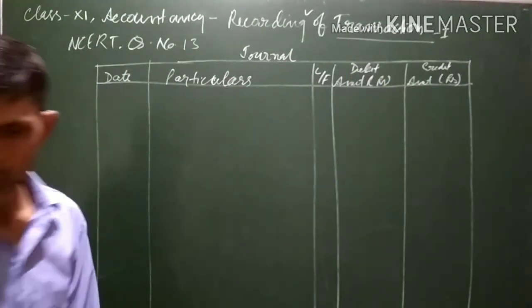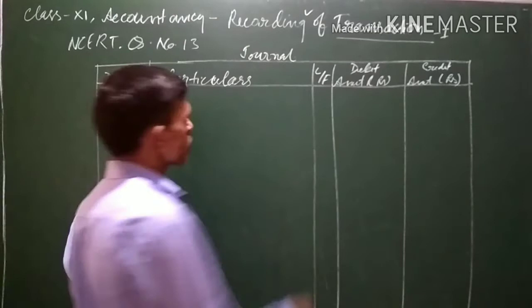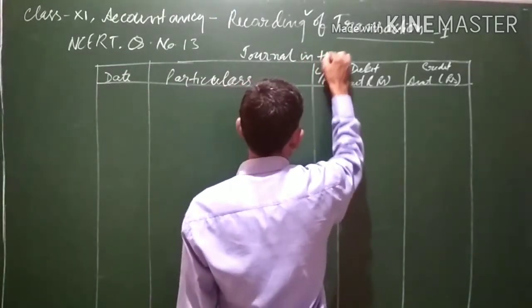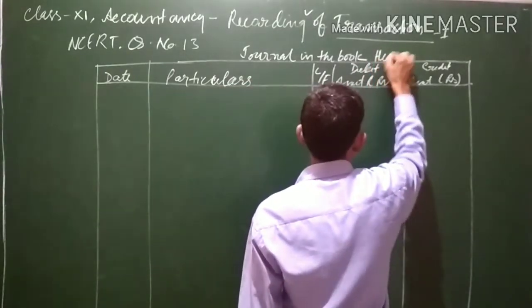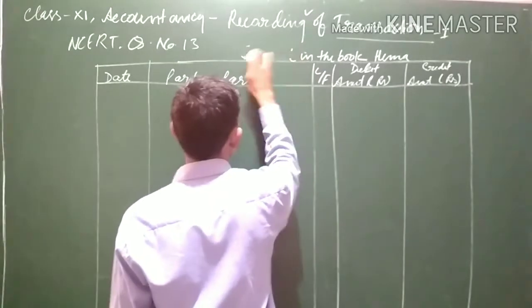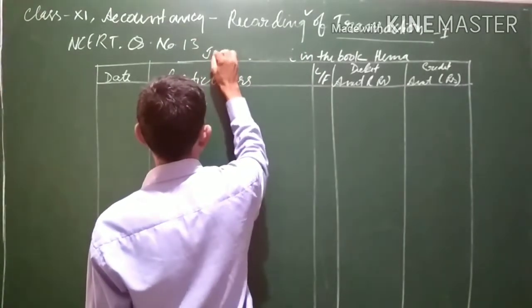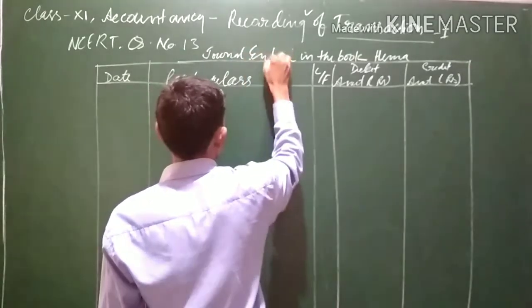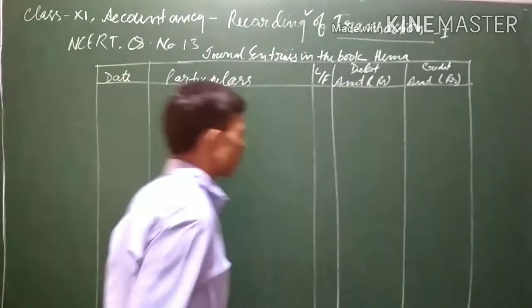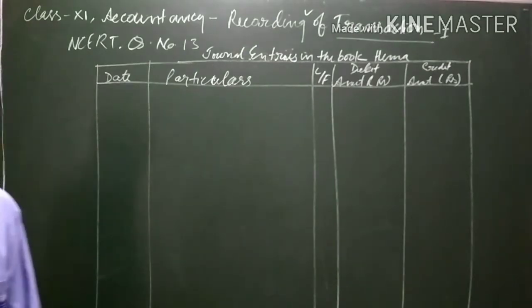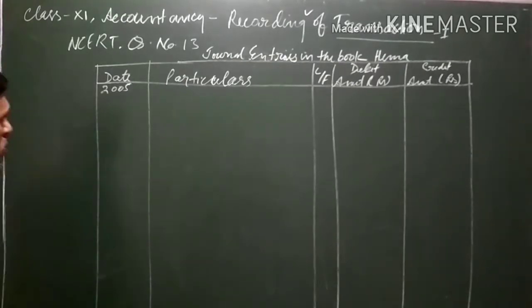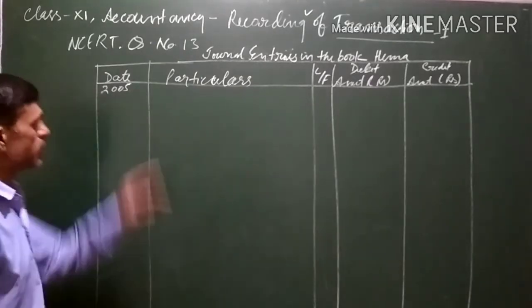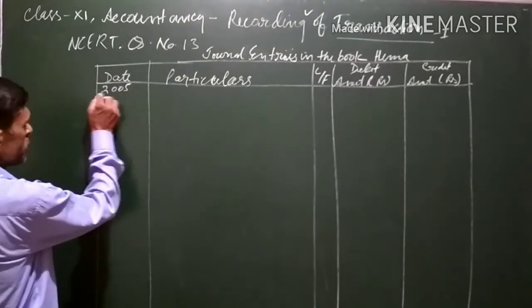Since nothing is given in the question regarding it, the journal is in the books of Hema, who has started business. Better you write journal entries in the books of Hema. First, date is also given, 2000. Maybe in your book, if it is a previous edition, 2005 is given. You can check your book also. It may be 2016-17 also. Let's see, this is the year.